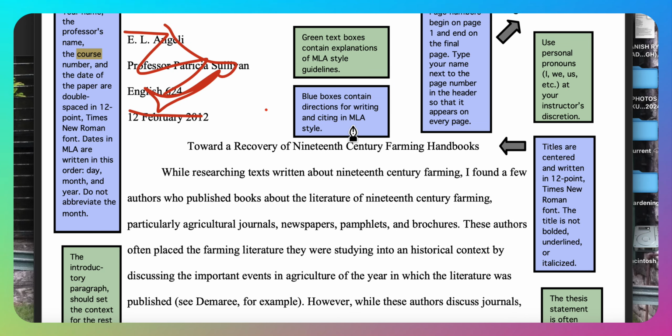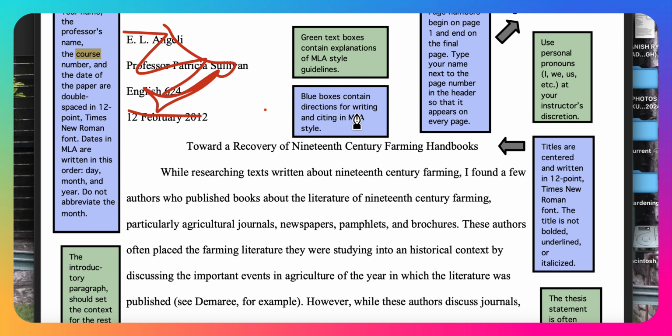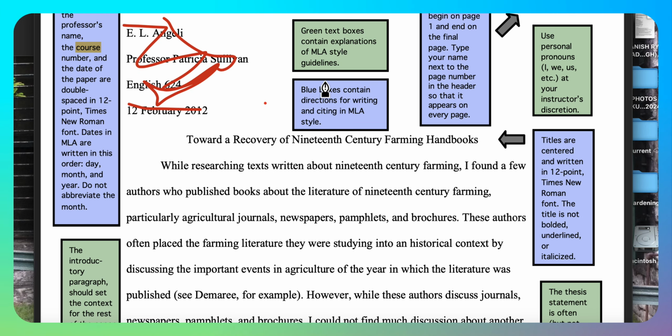MLA, if you aren't familiar with it, stands for Modern Language Association, and they set the standards for how to cite sources and format in the humanities, like English. Blue boxes contain directions for writing and citing in MLA style. Again, I'm going to limit this quite a bit.